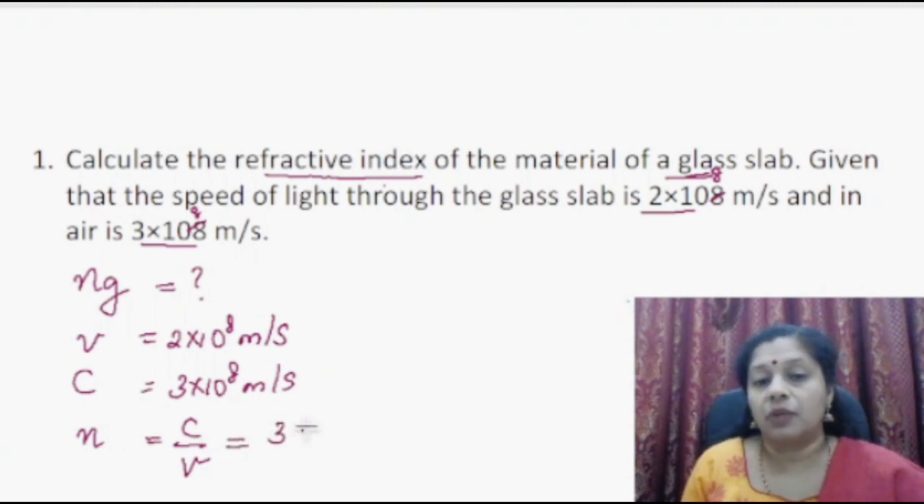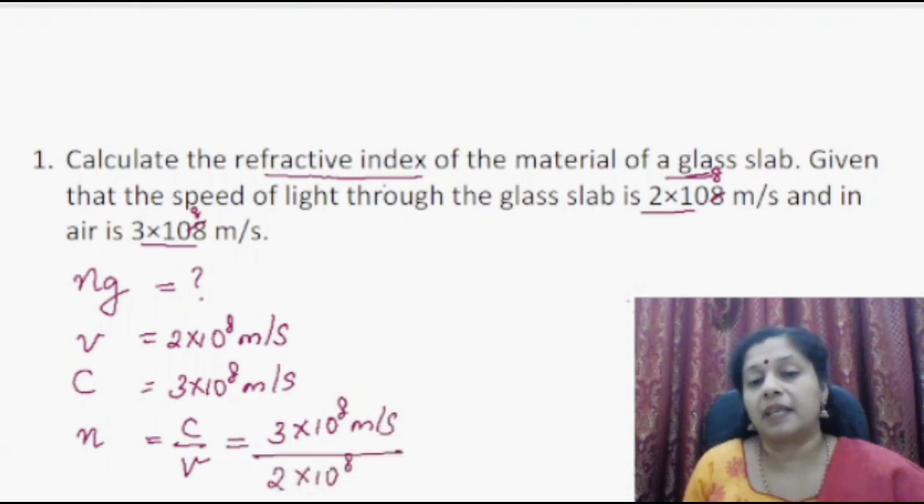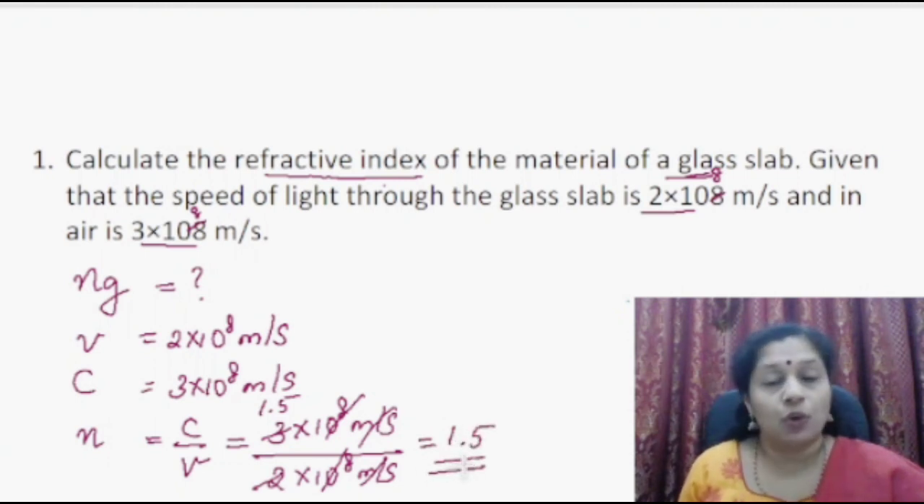So if you do this, 3 into 10 to the power of 8 meter per second and 2 into 10 to the power of 8 meter per second. If you cancel this, you will get 1.5. This all will get cancelled. So our answer would be 1.5. Is there any unit? No, there is no unit because refractive index is a ratio.